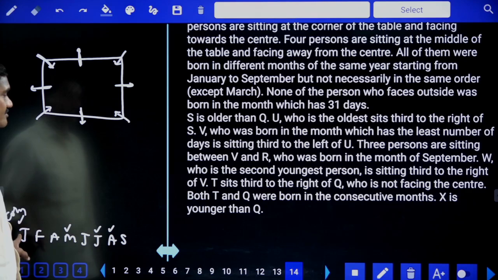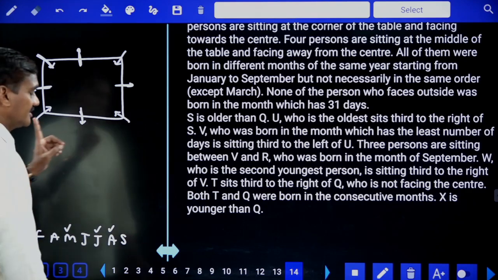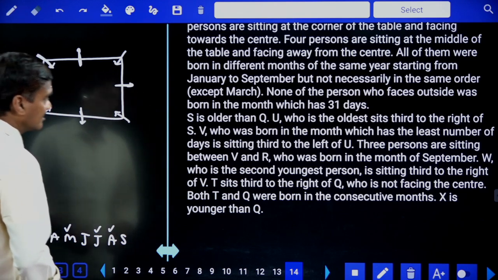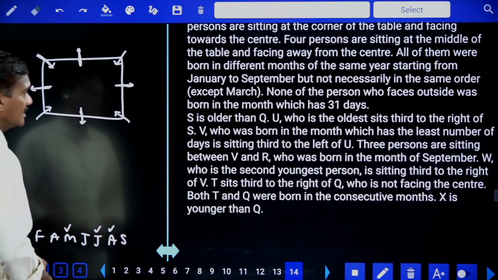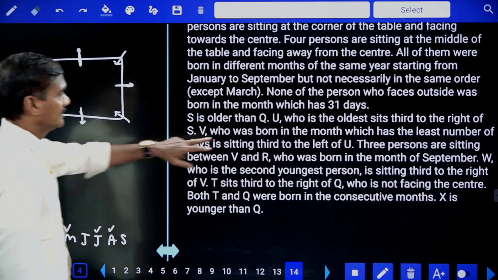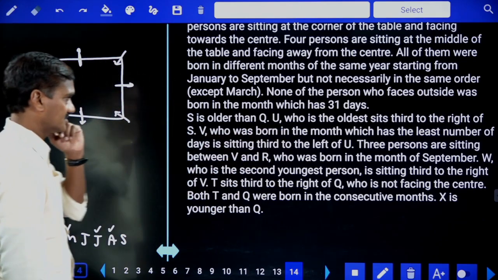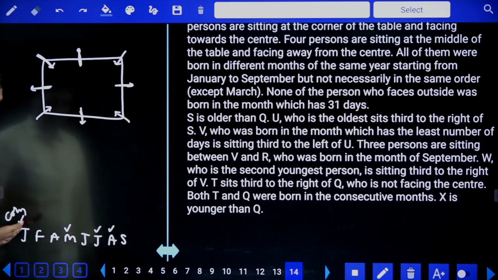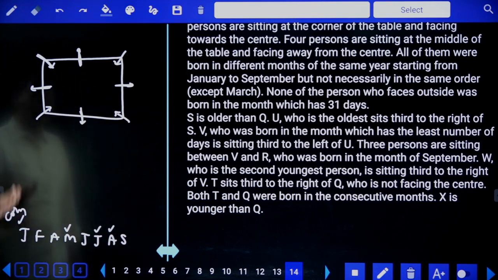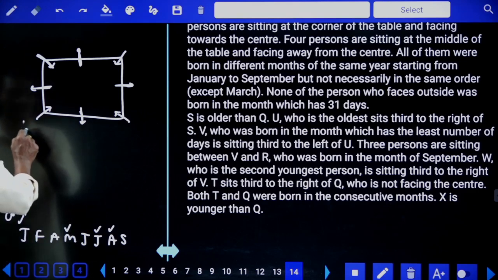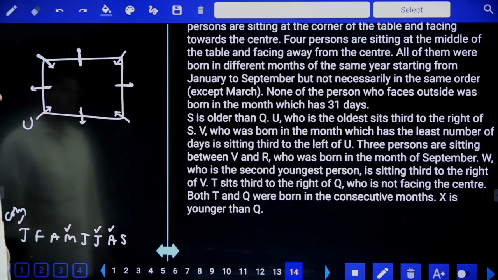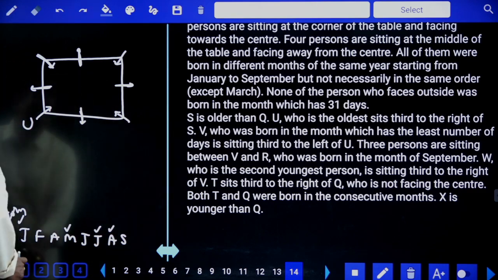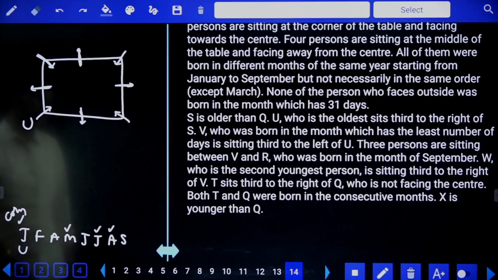Born in January, where should that person be? S was born in the month of January? Sorry, U was born the oldest, so when should U be born? And 31 days. The one with 31 days is at a corner, so U is at this place. Done with this one. Now U who is the oldest must be at this place, U in the month of January.